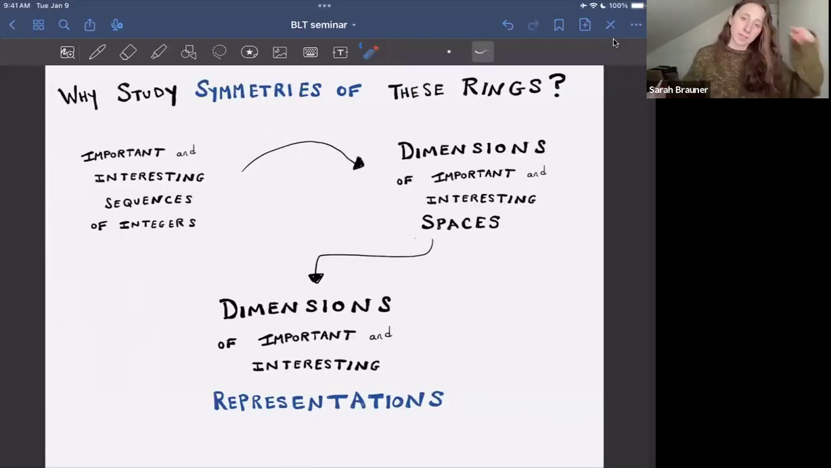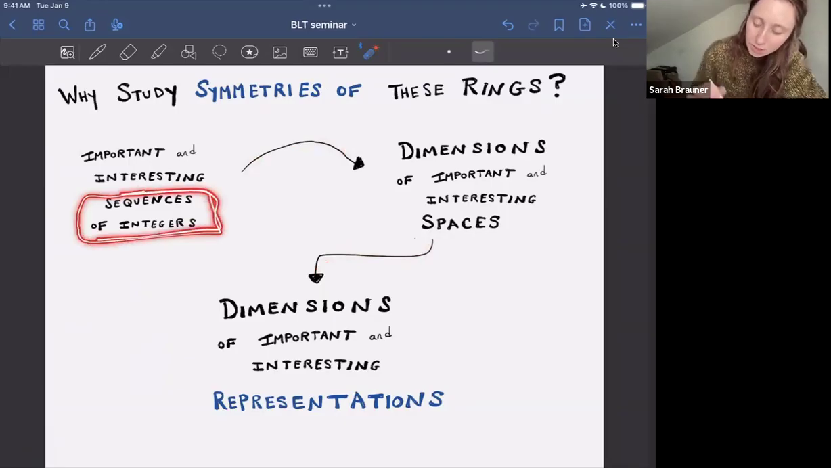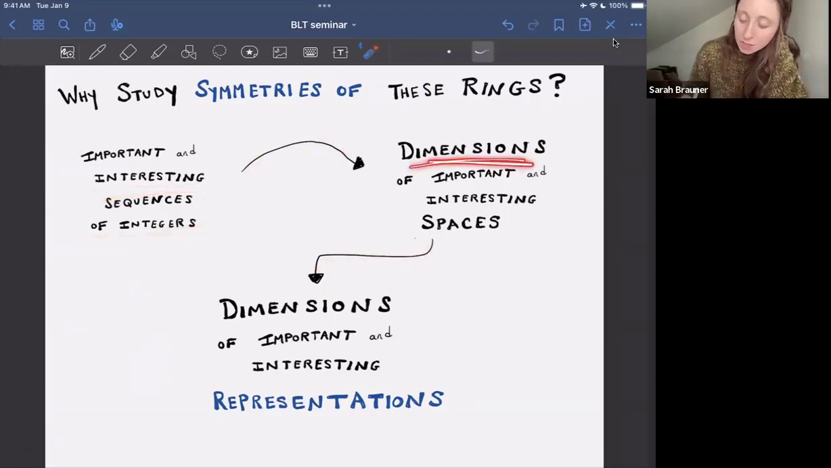Okay, so why do we want to study the symmetries of this ring? This is sort of the natural next step in this path. We started with thinking about these sequences of interesting integers as actually counting dimensions of interesting spaces. And now those spaces have sort of natural symmetries. And so we want to understand those symmetries and actually think about them as representations on these interesting spaces.